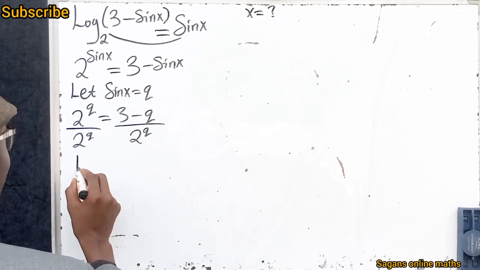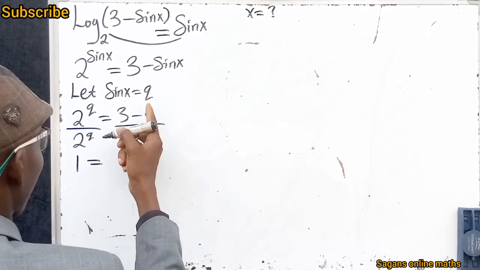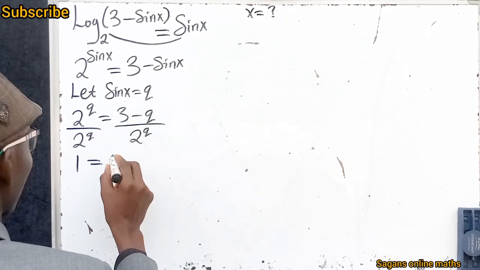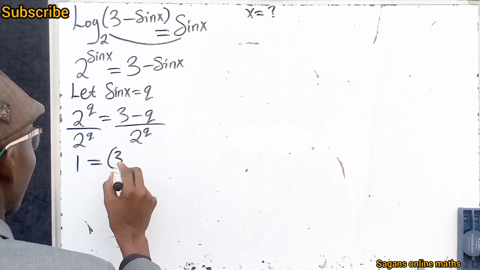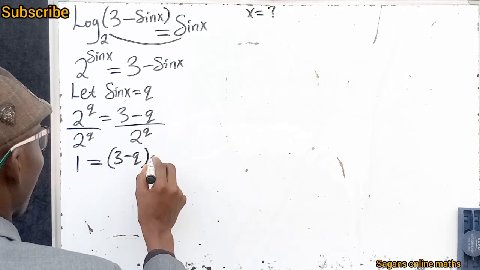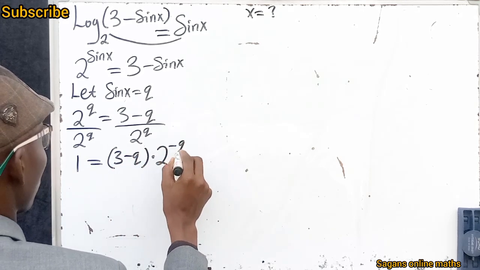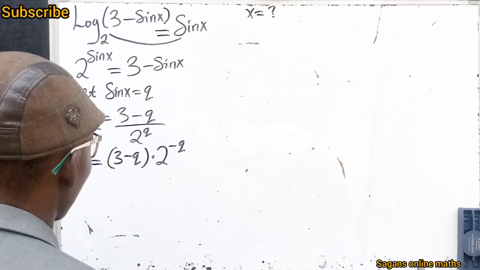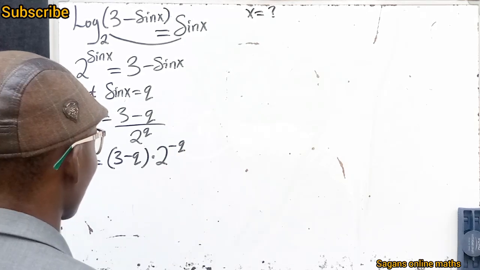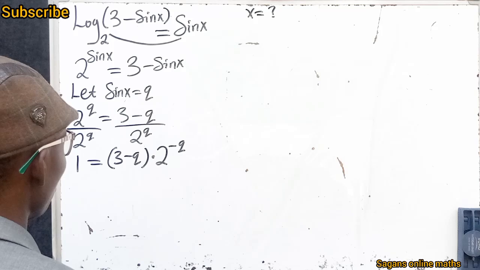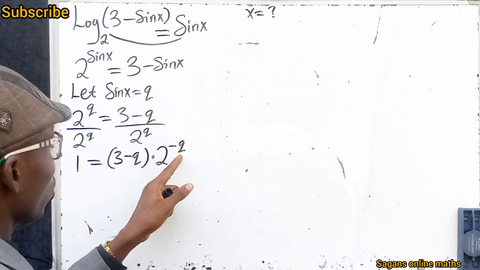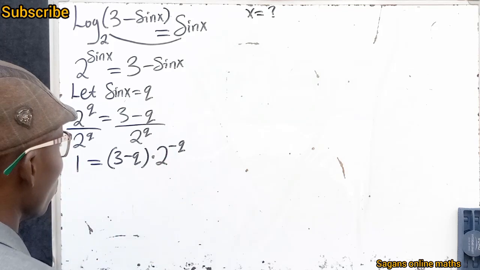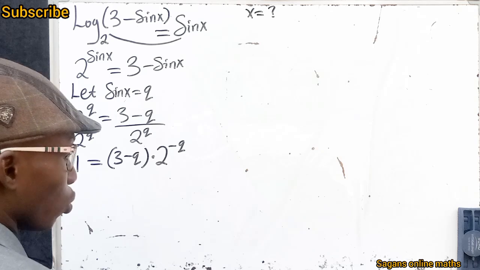Now this will give us 1 equals what? Let's obey the properties of indices here. So this is 3 minus q multiplied by 2 raised to the power of minus q. We are not wrong, by obeying the properties of indices. Now the power here is minus q. That means the coefficient of 2 raised to the power of minus q is 3 minus q.